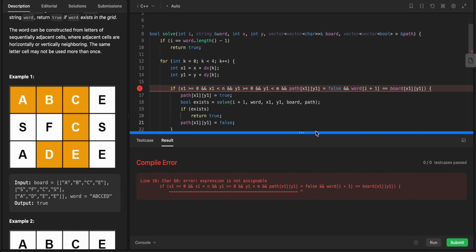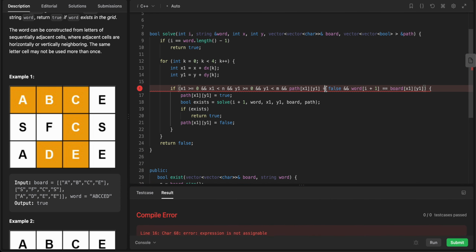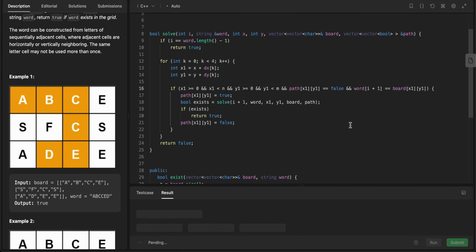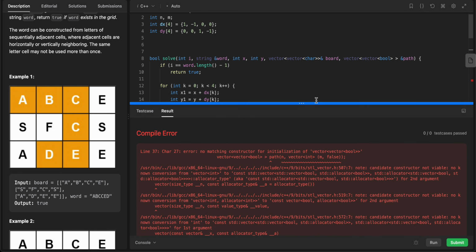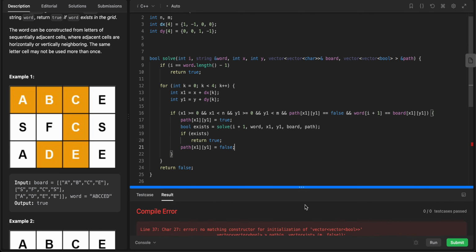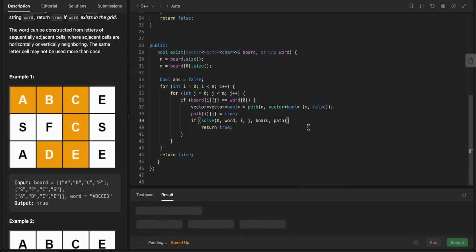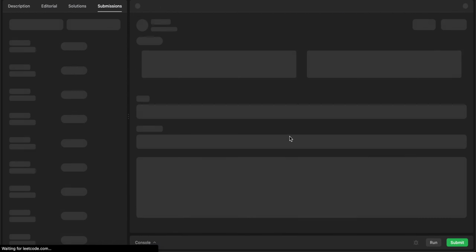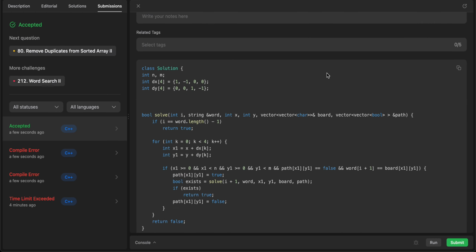Expression is not assignable. Which one? Okay, it is equal to path of x1 y1. What did I do wrong? Boolean. Okay, why did I write int here? It is bool now. Yeah, okay, I think it was easy.